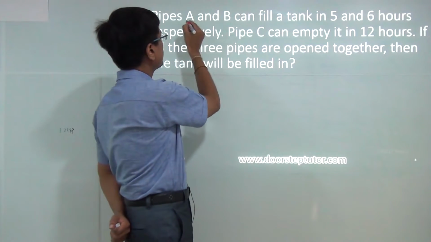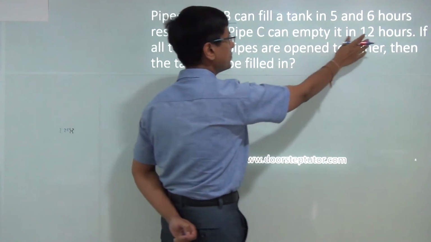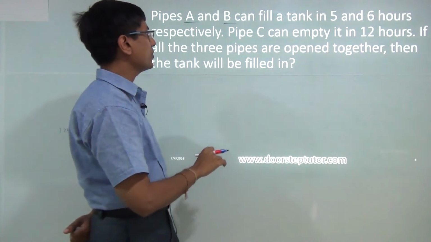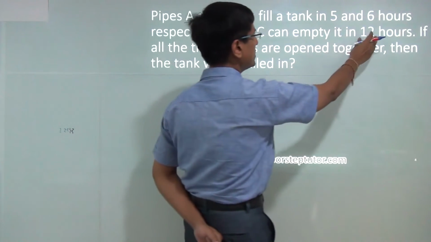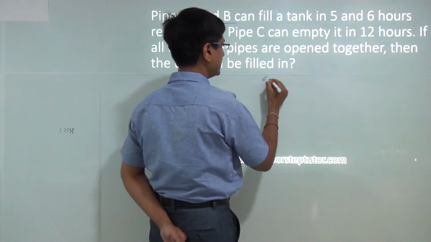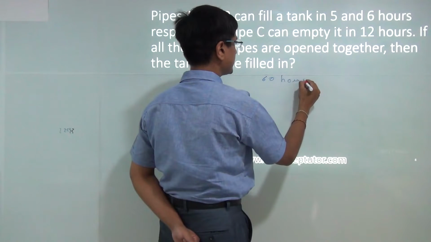There are two pipes which are filling the tank in 5 and 6 hours, and there is one pipe which is emptying the tank in 12 hours. Now all 3 pipes are working together. Again, let's approach the problem in the same way. What is the LCM of 5, 6 and 12? It's 60. So let's see what happens in 60 hours.